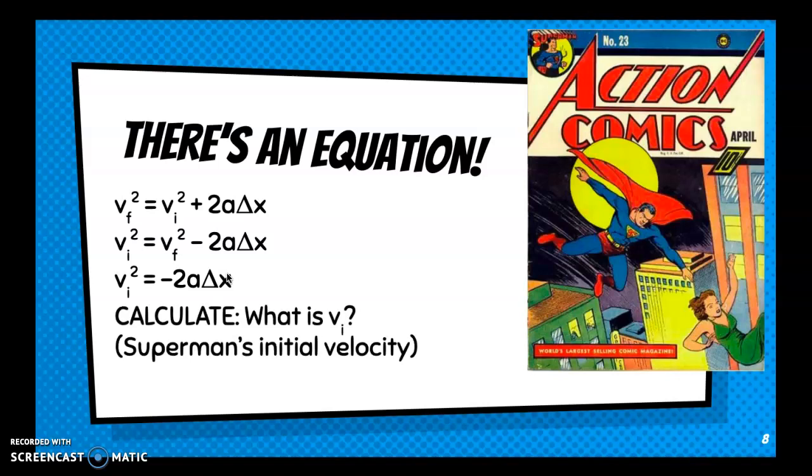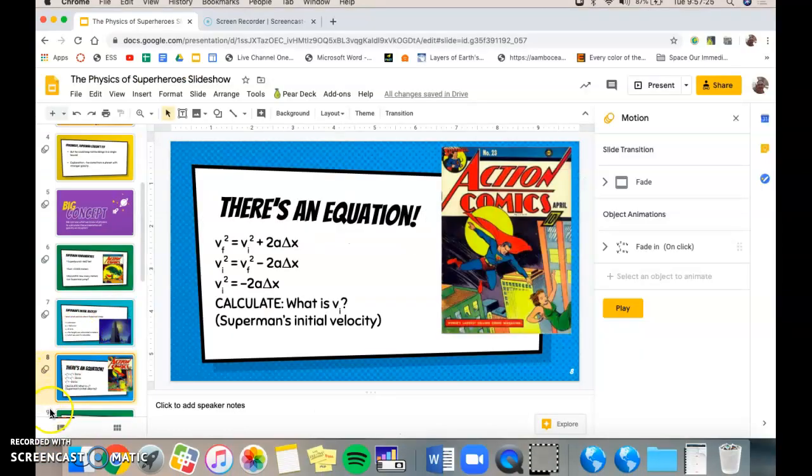Superman's initial velocity. My coworker here needs me to let him outside so he can go pee in the front yard. I will be right back while you're calculating. Okay, we're back.